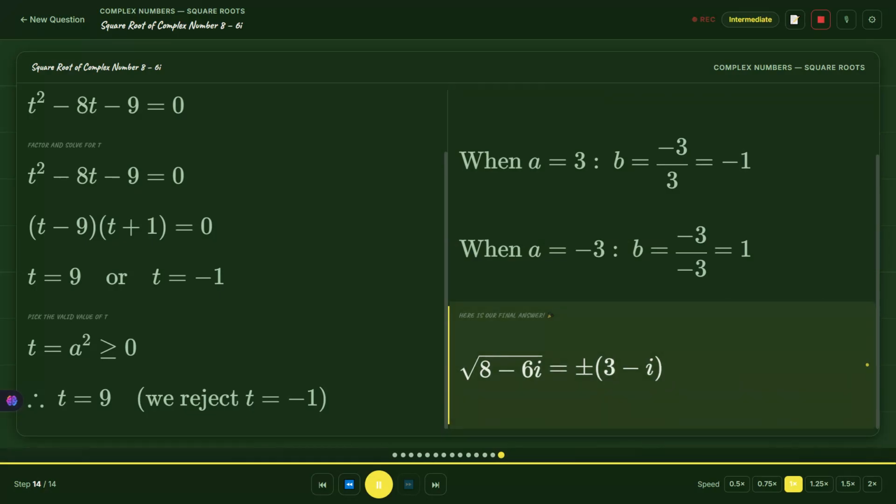And we did it. The square root of 8 minus 6i is plus or minus (3 minus i). That means both 3 minus i and minus 3 plus i are answers.